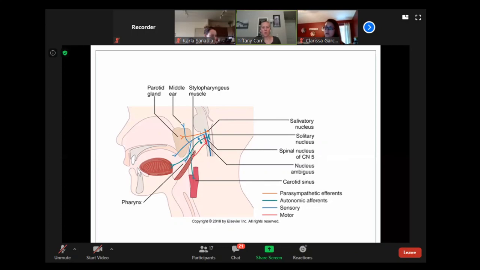So again, we have where all those nuclei are located, where they're running, and where they're going to. So again, the parotid gland, posterior portion of the tongue, the carotid sinus here, the stylopharyngeal here, and some of the middle ear sensation, TMJ a little, and all that good stuff in the pharynx and larynx.